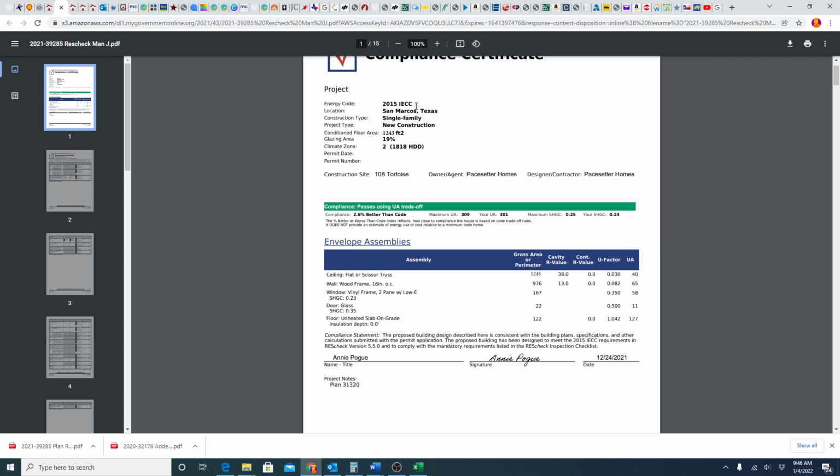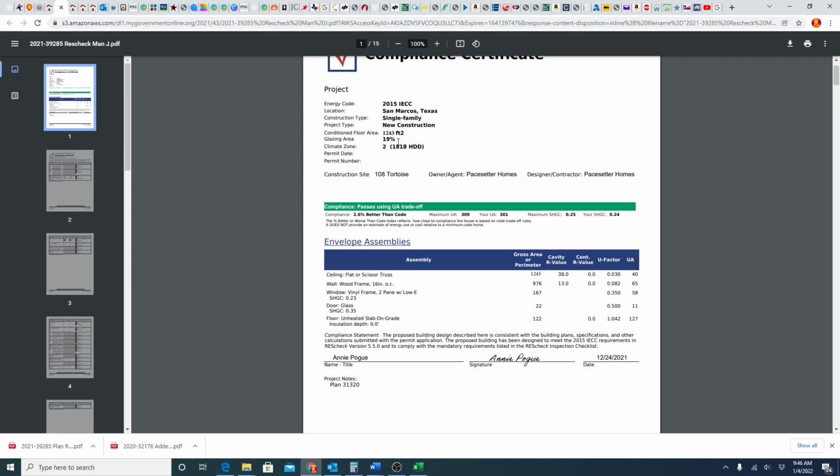First off, you need to review to your adopted code. In Texas, if you're in a non-attainment area, which is an area that requires emissions testing, it's kind of your hint there that you're going to need to have the 2015 codes adopted. That it's at the proper energy code, it's in the proper location, proper type of construction.